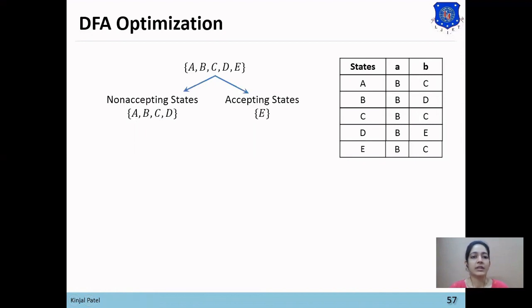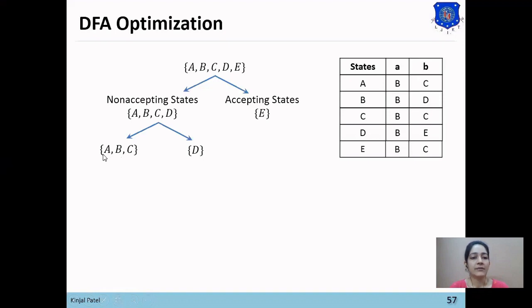Now we'll check for D. So D goes on to B and E. Here we can see that E is not a member of this non-accepting set, so we will separate D from the set ABC. So the next splitting will be one set ABC and one set D.